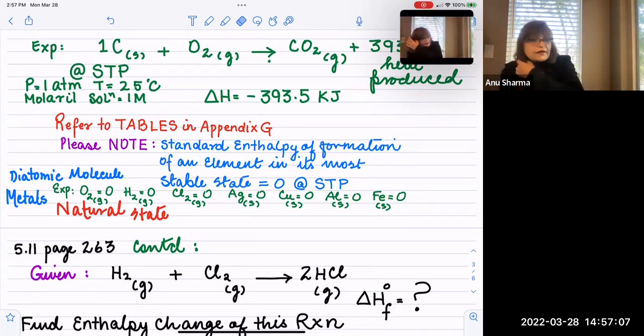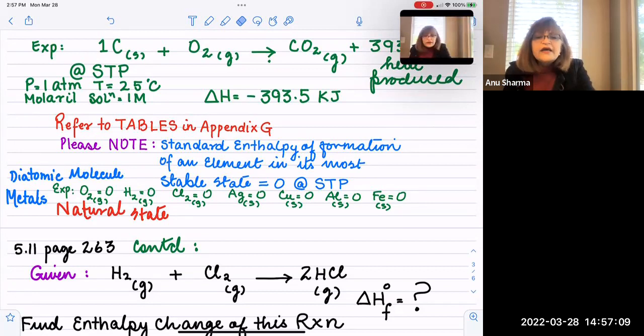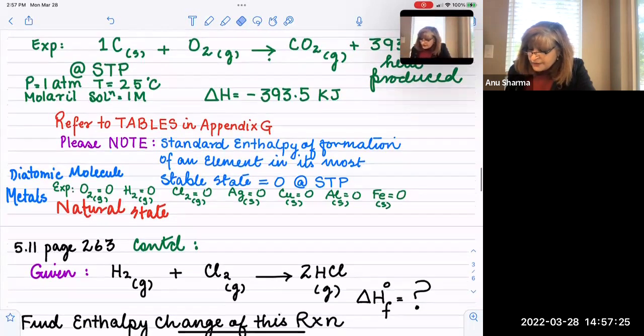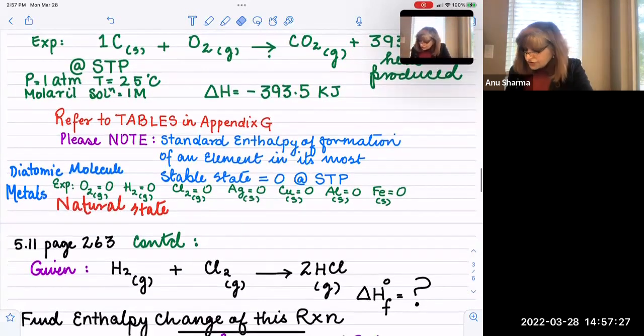Aluminum is a solid, right? Copper is a solid. Silver is a solid. So in nature, they exist as solids. So in that case, we cannot manufacture. Of course, we can manufacture, but nature has made them in such a way that, for them, the standard enthalpy change is 0. Okay, so just make a note of these.